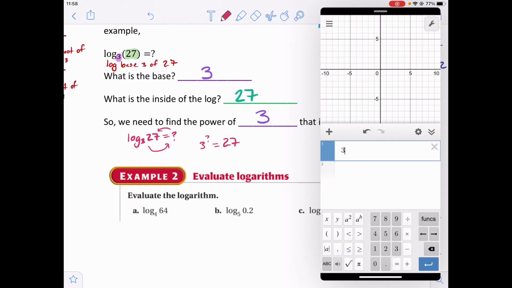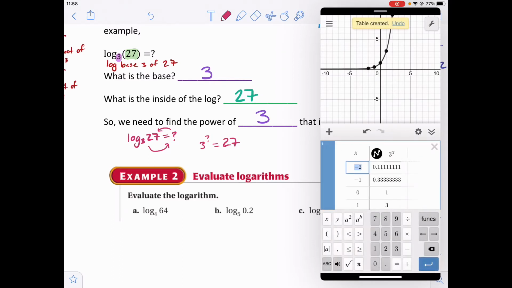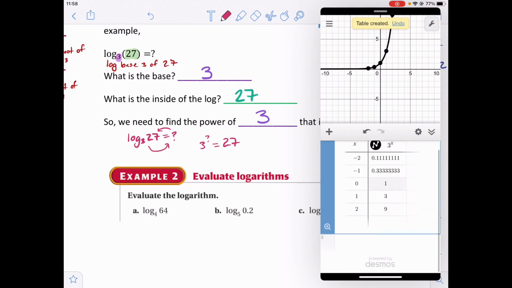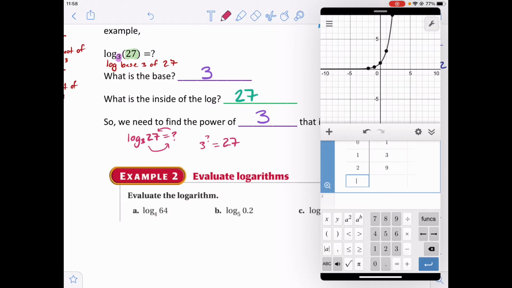So let's put it in here. 3 to the something. Then let's use our table. Well, it's not 0. 3 to the 0 is 1. 3 to the first is 3. 3 to the second is 9. 3 cubed, there we go. 3 cubed is 27. So what I was looking for is 3.